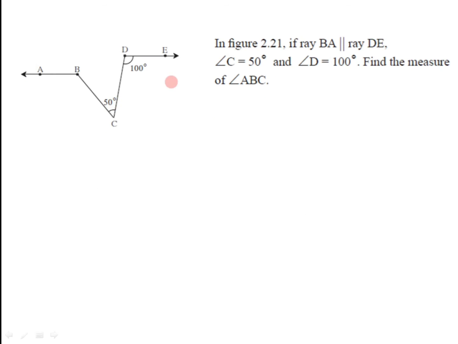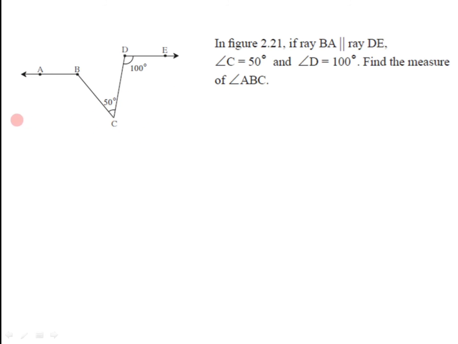Now let's have the next question. The diagram is given over here. In this diagram, it is given that ray BA is parallel to ray DE. Measure of angle C is 50 degrees. Measure of angle D is 100 degrees. And from that, we have to find the measure of angle ABC.